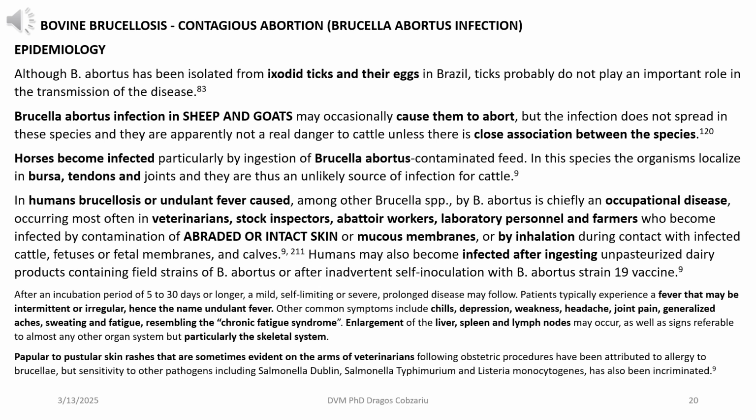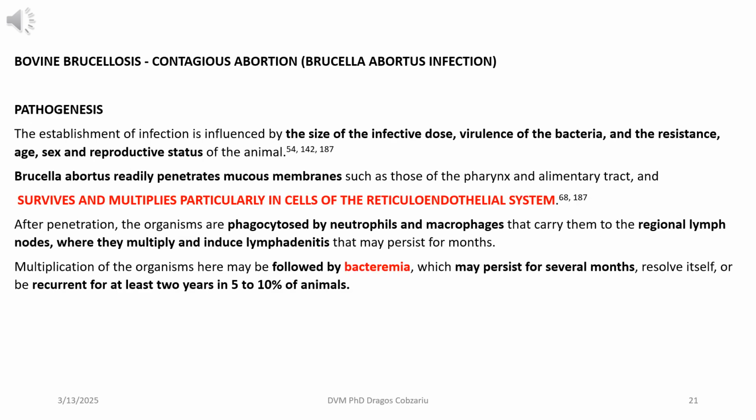In humans, brucellosis or undulant fever caused, among other Brucella spp, by B. abortus is chiefly an occupational disease, occurring most often in veterinarians, stock inspectors, abattoir workers, laboratory personnel and farmers who become infected by contamination of abraded or intact skin or mucous membranes, or by inhalation during contact with infected cattle, fetuses or fetal membranes, and calves. Humans may also become infected after ingesting unpasteurized dairy products containing field strains of B. abortus or after inadvertent self-inoculation with B. abortus strain 19 vaccine. Pathogenesis.